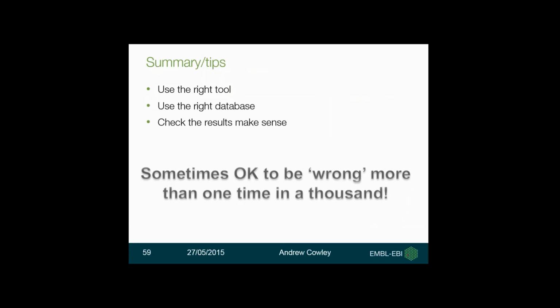So in summary, don't just use the same old tool. Think about what tool you'd like to use. Think about choosing the right database, particularly choosing small databases. They really are good. And do some simple checks to see if the results make sense. And just a final thought to leave you with is that sometimes it's okay to be wrong more than one time in 1,000, because that's just the e-value score. And we know that you'll probably still be able to find homologous sequences with a lower score than that, but then you're going to have to start checking. You can't assume it.